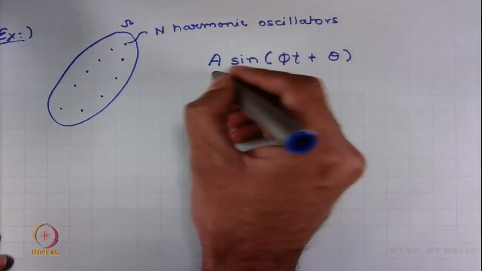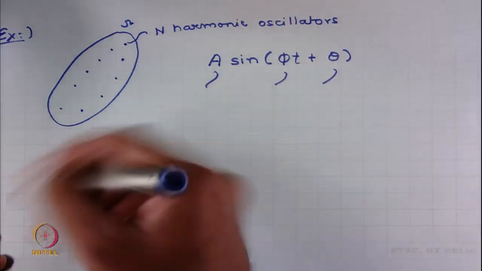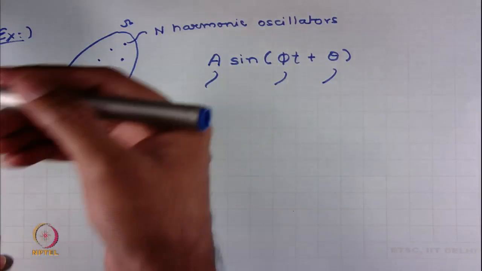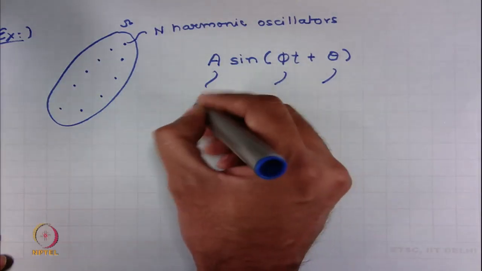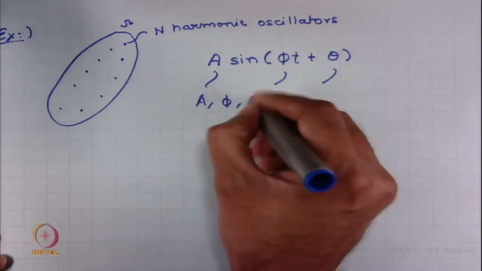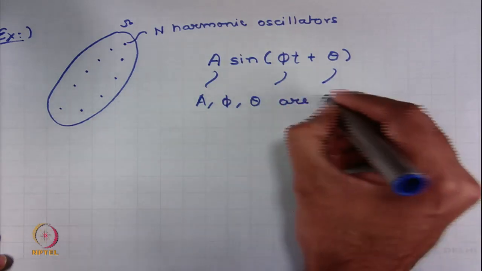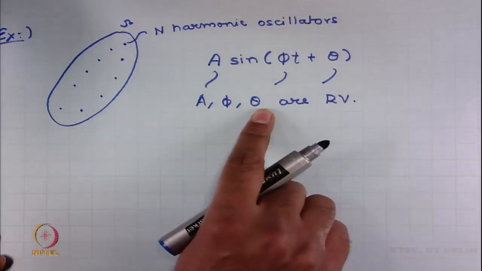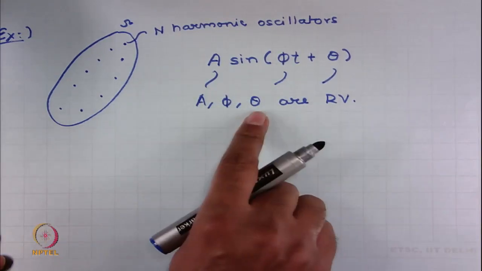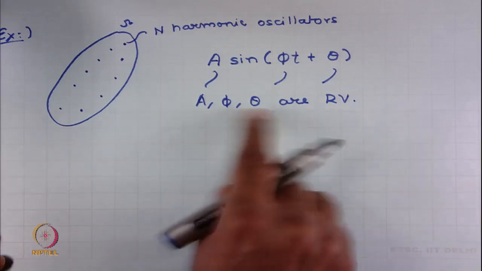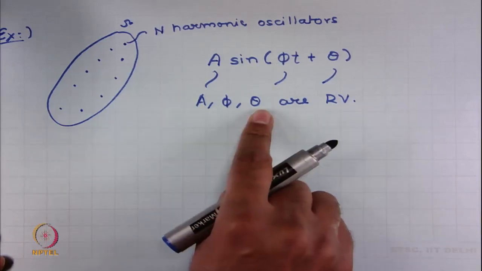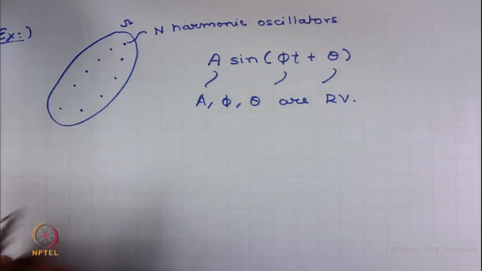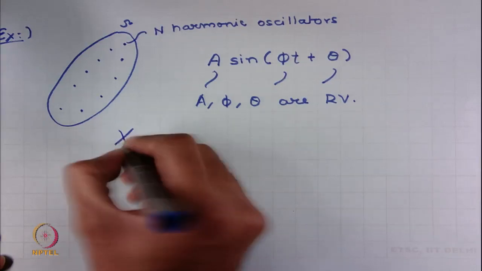So, because these values depend upon the outcome of an experiment, or upon which harmonic oscillator you choose, these quantities A, phi and theta are random variables. Okay. A, phi and theta are random variables because they are real numbers first of all, and the values of these real numbers or constants depend upon the outcome of an experiment. Now, if you want to think similarly, what is a random process?